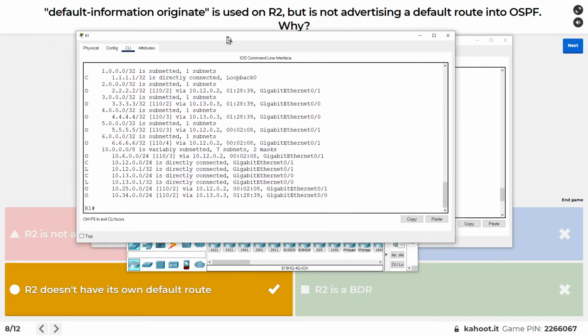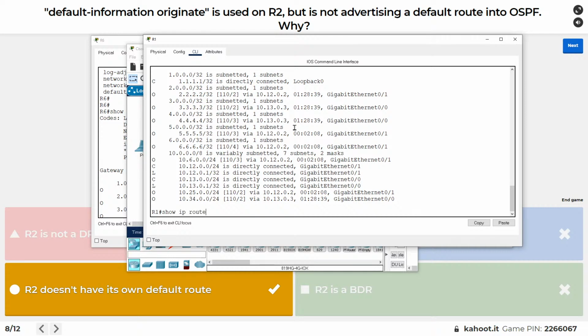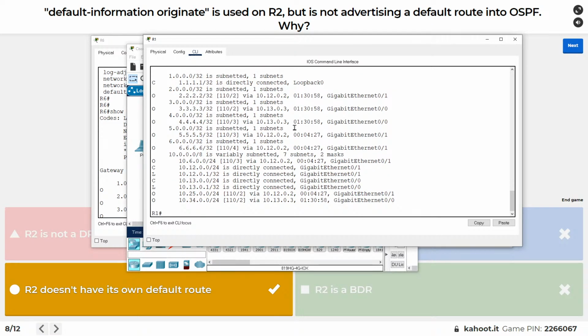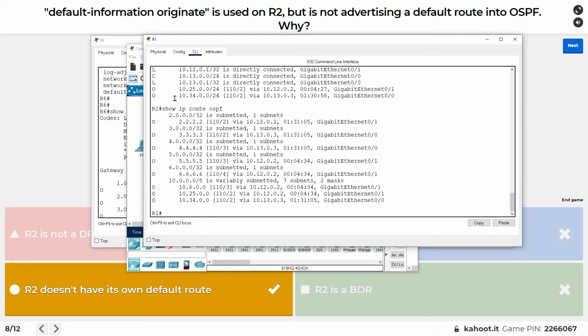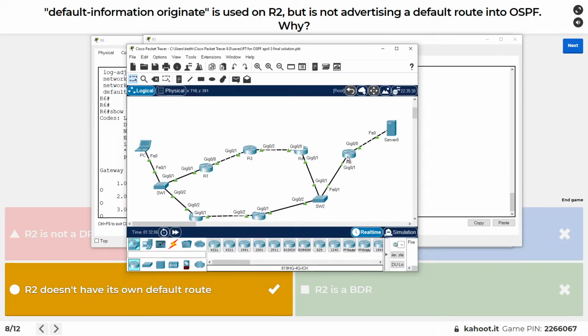So here on R1, if we look at the routing table, and this can look at OSPF routes, show IP route. Please limit the output just to OSPF learned routes, I'm going to say. And you notice it does not have a default route, and that's because R6, which is over here, never advertised the default route because he doesn't have a default route.